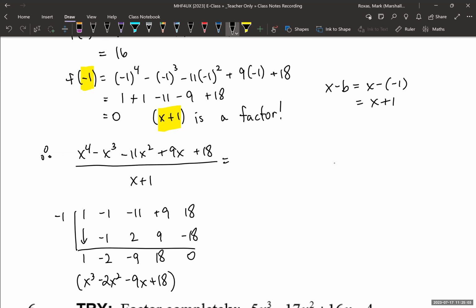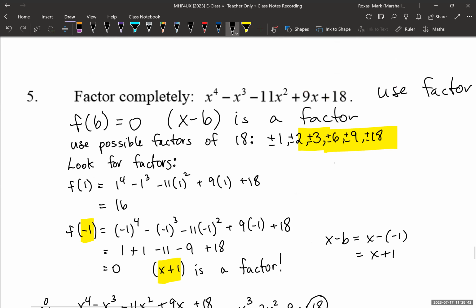Okay, so far, that's what we've got. x cubed minus 2x squared minus 9x plus 18. Now, we're not done yet. If we're going to be fully factoring this, I'm going to have to carry out another set of steps to find another factor. Okay, x cubed minus 2x squared minus 9x plus 18. What is a number that satisfies the factor theorem for this? Now, again, look at all the possible factors of 18, which we have up here.